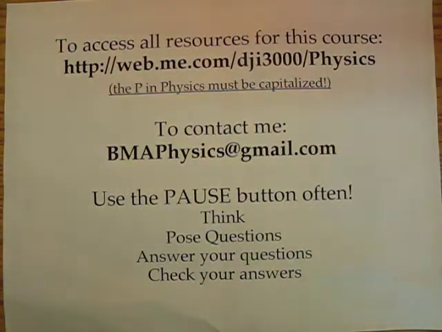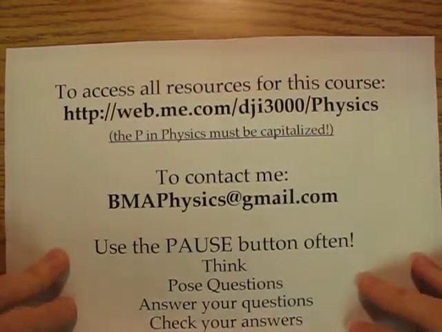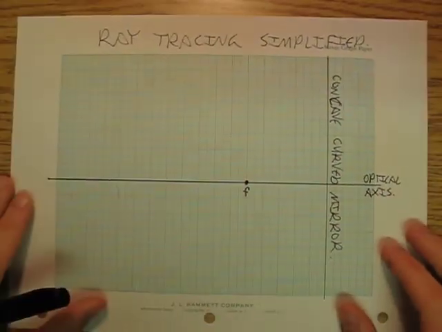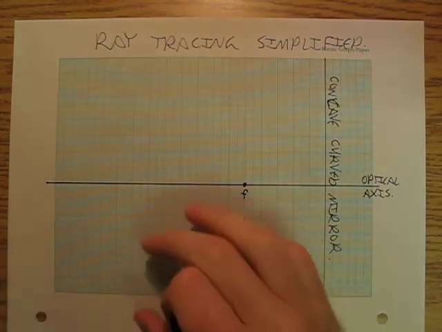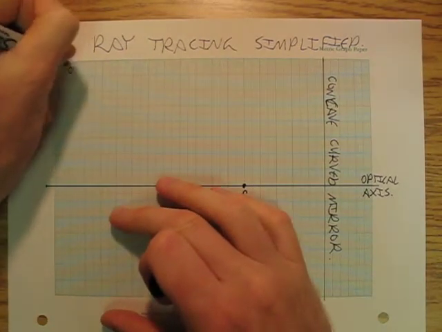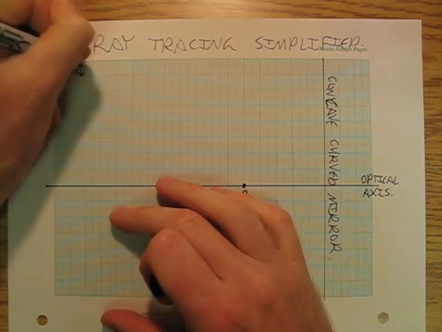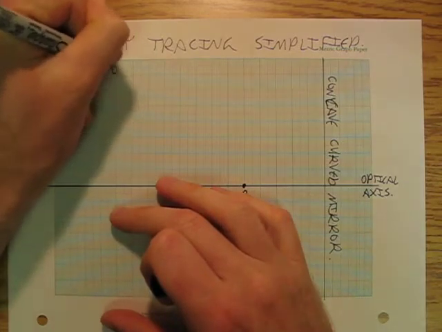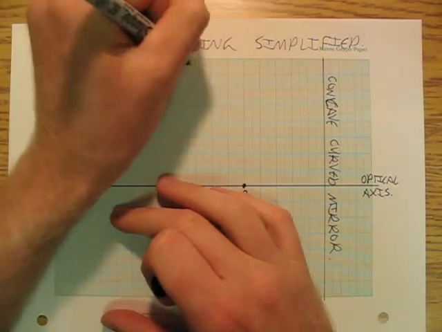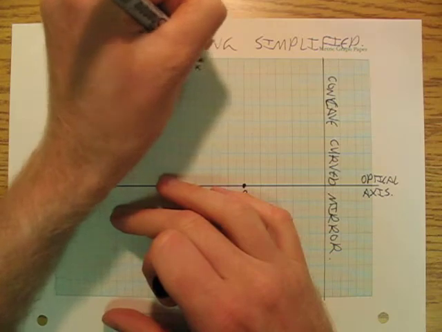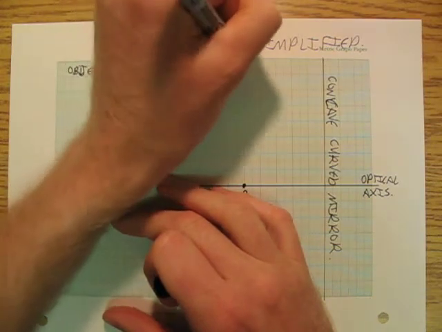So we are still looking at concave mirrors, and we are doing ray tracing. We're showing how an object can form an image in the mirror, and I had this thing, ray tracing simplified, and the example that I'm going to give you right now is for object distance greater than 2 times focal distance.